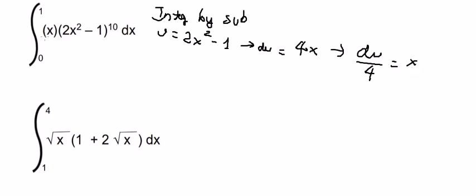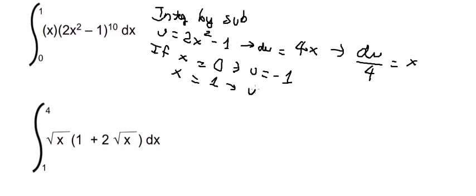Now we need to change the bounds in here. If s equals 0, we put 0 in this one. 2 multiplied by 0 minus 1, you get negative 1. So that's u equals negative 1. If s equals 1, we put 1 in here. That's 2 minus 1. You get u equals 1.